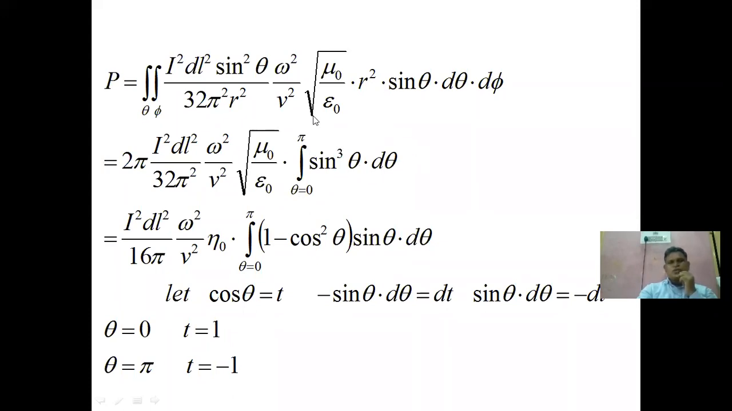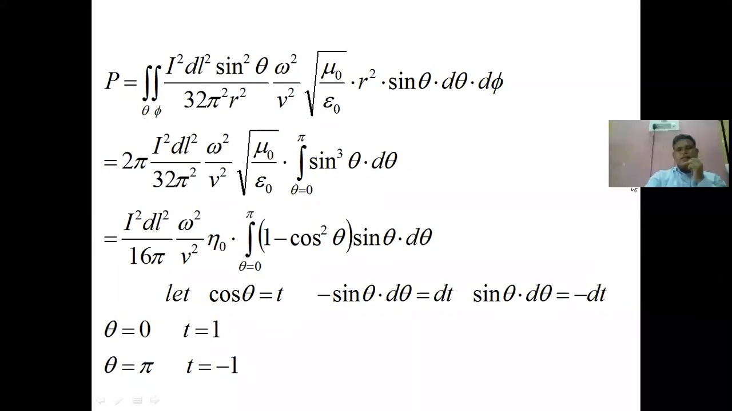Now you have to solve the simple integration. How to solve this integration? Here sine cube theta, you can write as sine square theta into sine theta. The sine square theta you can write as 1 minus cos square theta, so 1 minus cos square theta into sine theta d theta. Let us assume t is equal to cos theta. Now differentiate on both sides: minus sine theta d theta is equal to dt. Or you can write sine theta d theta is equal to minus dt.